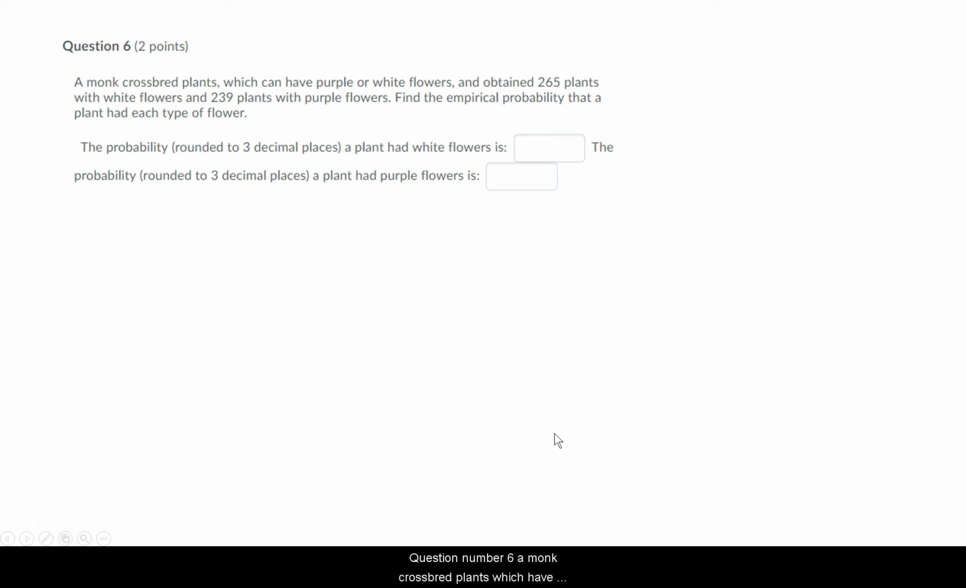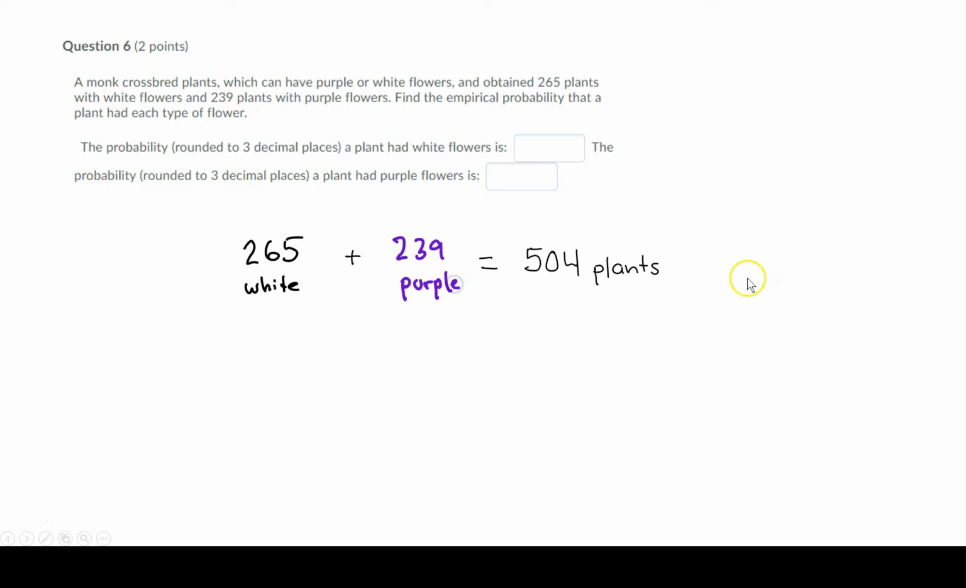Question number 6. A monk crossbred plants which have purple or white flowers and obtain 265 plants with white flowers, 239 plants with purple flowers. Find the empirical probability that a plant had each type of flower. So basically, we're looking for the probabilities that are based off of the numbers we actually had. So, we had 265 white flowers, 239 plants with purple flowers, so that gives us a grand total of 504 plants. So 504 plants we're looking at.